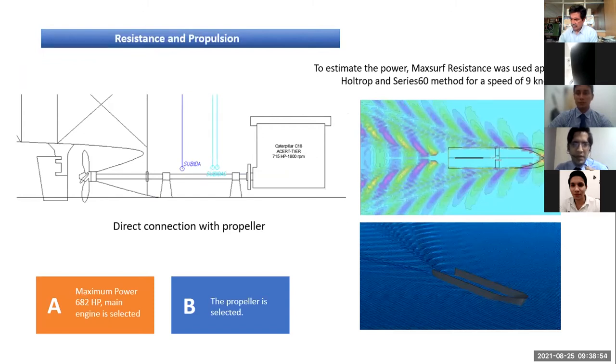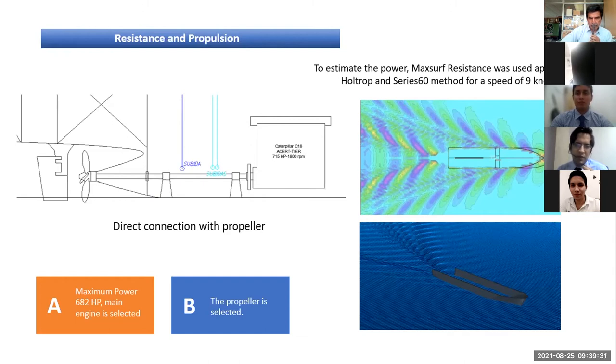The next section is the resistance and propulsion. As we can see, first we have one shaft and one propeller, and we analyze this in Maxsurf. First we analyze the resistance of the ship. In our case, we applied two methods. One is a general method, Holtrop, and the next is the Series method, which is specifically for cargo ships.